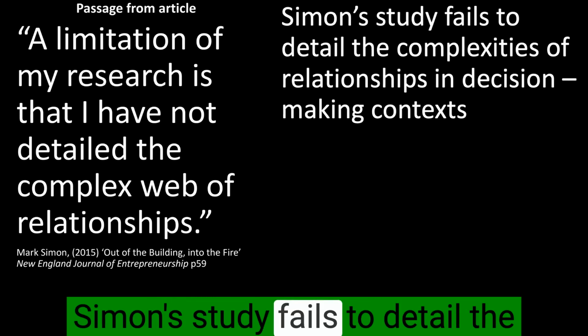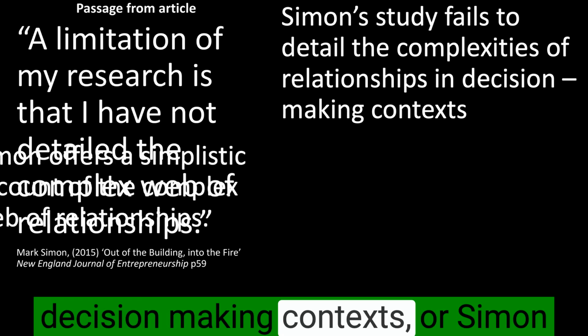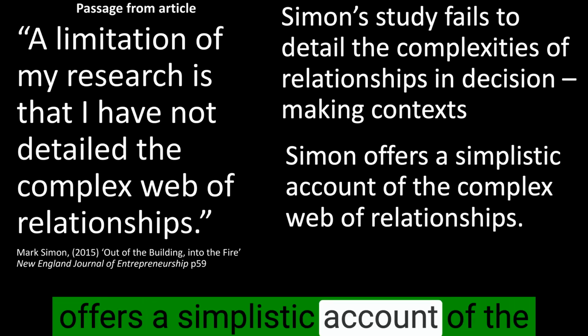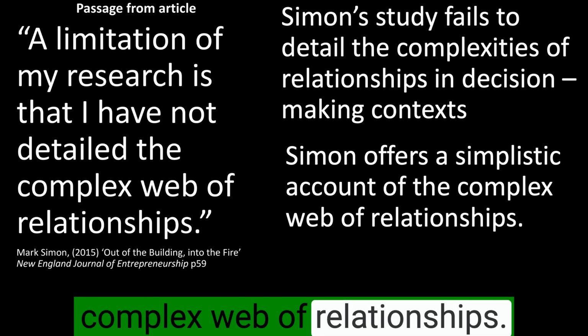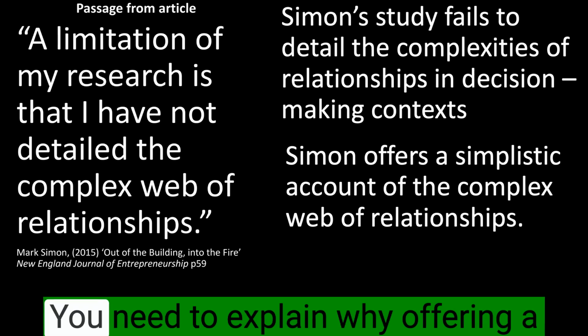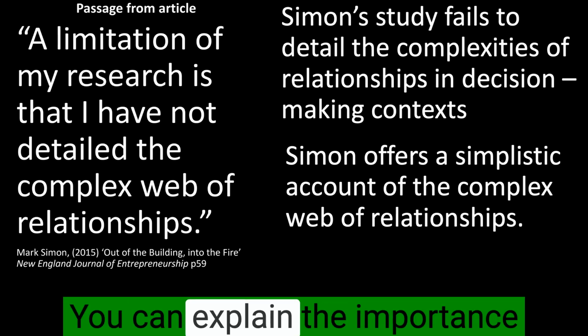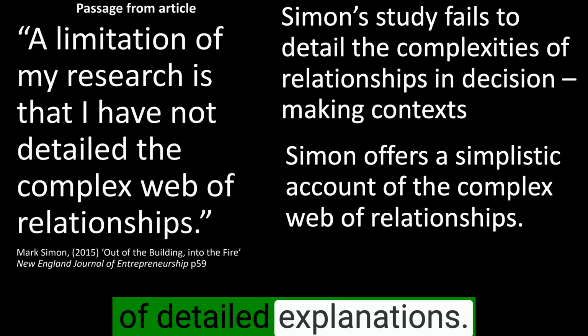Simon's study fails to detail the complexities of relationships in decision-making contexts. Or Simon offers a simplistic account of the complex web of relationship. These sentences are just examples. You need to go more in depth. You need to explain why offering a simplistic account is problematic. You can explain the importance of detailed explanations.